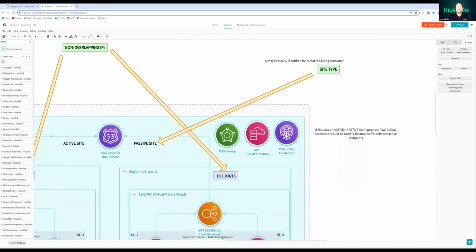I could use things like active configurations, right? And that would be something where if I was using that, I might have something like AWS Global Accelerator, which controls how much of my traffic is being routed from one site to another site inside of AWS. I'm also calling out that I'm using AWS CloudFormation, which gives me a strong confidence that at baseline, these two different configurations are going to have the same level of configuration support.